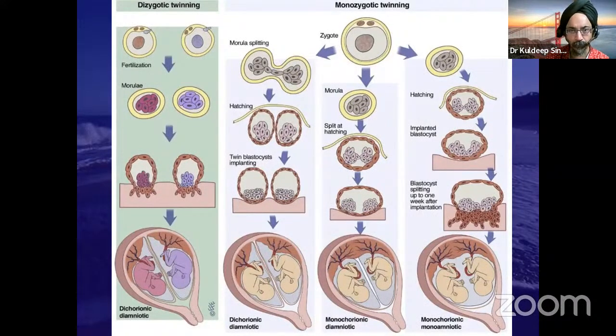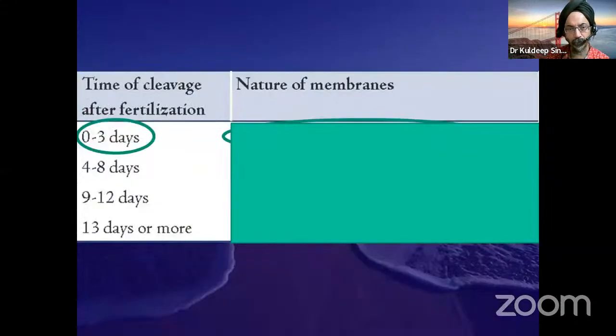Monozygotic, a zygote is formed. And the moment we're looking at the morula dividing, we're going to be looking at dichorionic, diamniotic. The morula gets formed. At the hatching level, there's going to be a splitting. It's going to be a single placenta and two amniotic sacs. If we're looking at not the hatching, but at the blastocyst level, there is a division. It's going to be mono-mono twins, or monochorionic, monoamniotic.